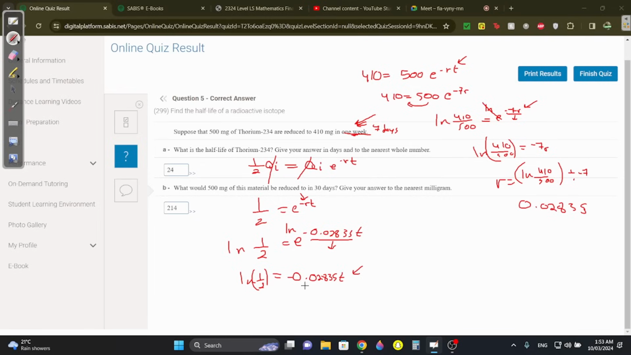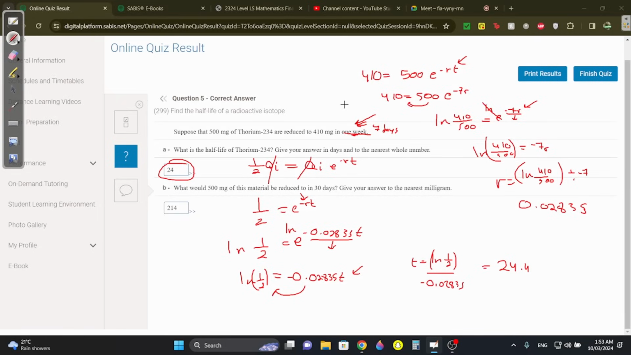How would you find time? You take 0.02835 and you divide. So t equals ln half over negative 0.02835. Let me see. Ln half. You get 24.4. Yeah, I got 24.4 on my calculator, but you should get something around 24 days. Okay, it's just a formula, honestly.